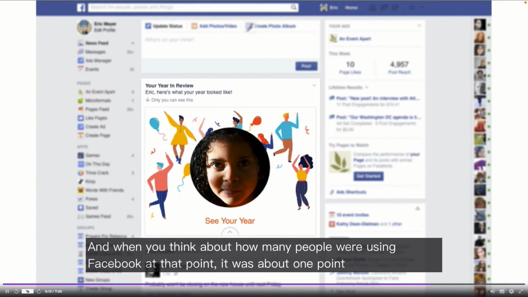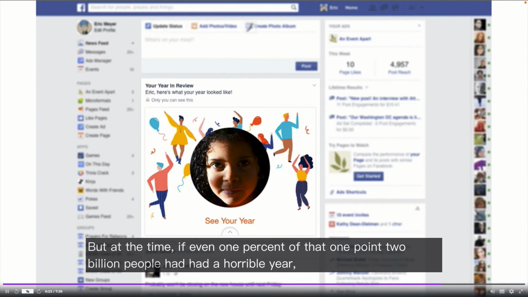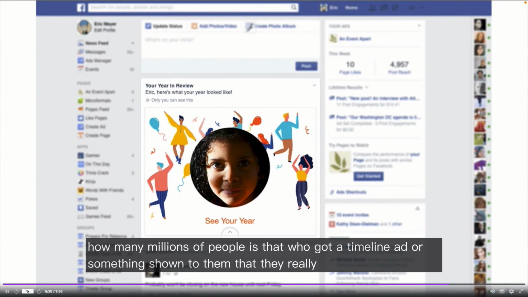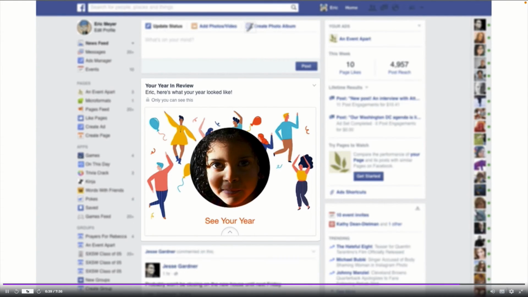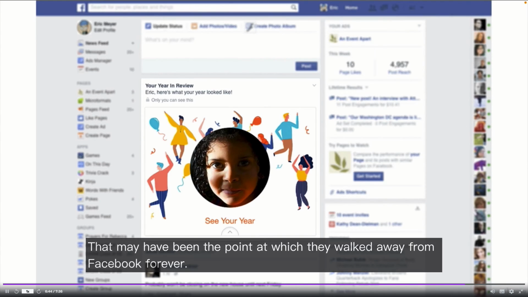And when you think about how many people were using Facebook at that point, it was about 1.2 billion monthly active users. It's more than that now. But at the time, if even 1% of that 1.2 billion people had had a horrible year, how many millions of people is that who got a timeline ad or something shown to them that they really had been trying to avoid? For a lot of people, that may have been the last straw. That may have been the point at which they walked away from Facebook forever.